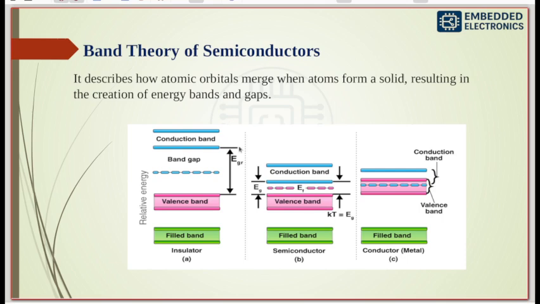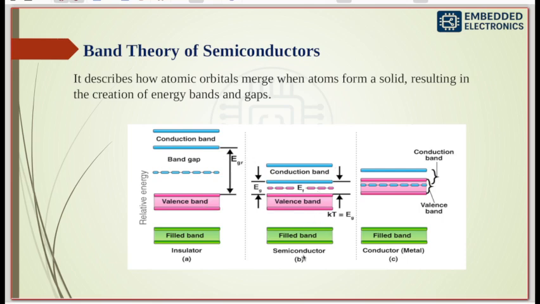There are two types of band. One is the valence band, one more is the conduction band. Valence band electrons normally stay here, but conduction band electrons move here, so electricity flows. This is the gap between them. It is also called the band gap. So this is the insulator. Here you can see the big band gap, so electrons cannot jump easily and no current will flow. Examples of insulators are rubber, glass, plastic.